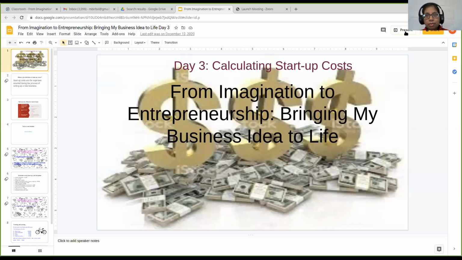Okay, so today I'm going to share with you a presentation, and I'm also going to share with you a template that you can use for calculating your total startup costs. Okay, so let's get into the presentation. Here we go.